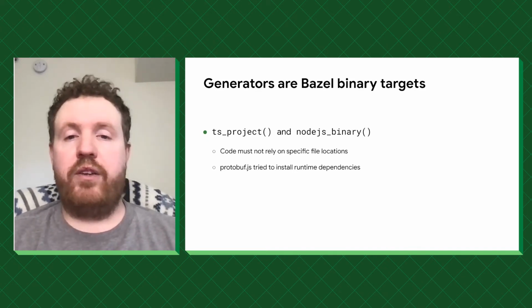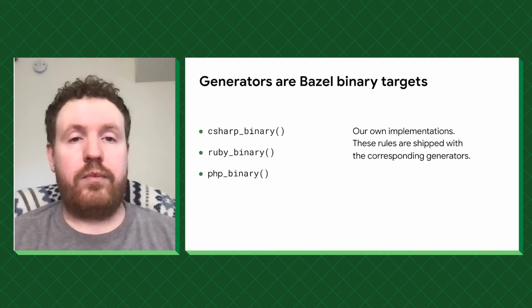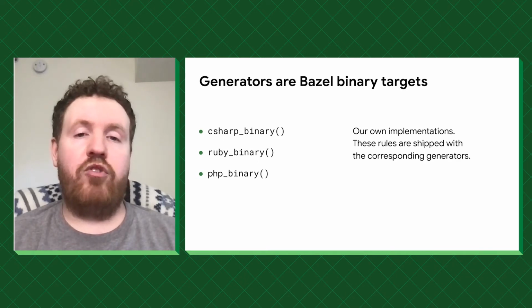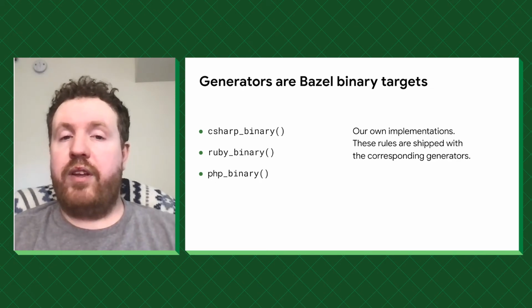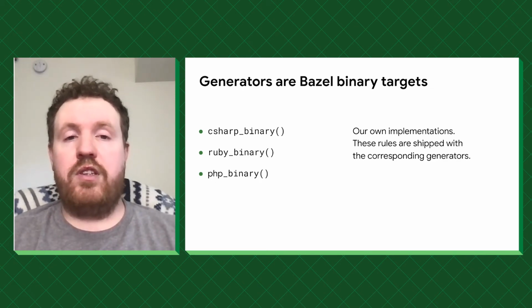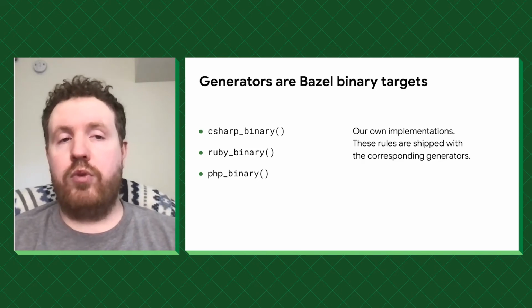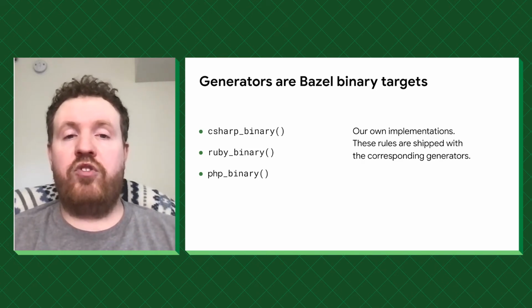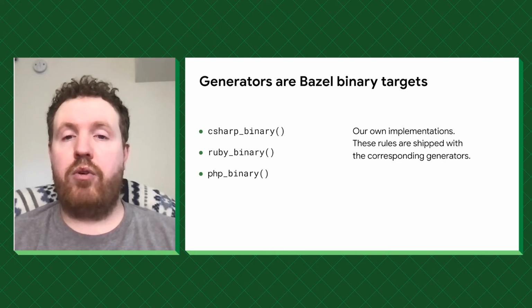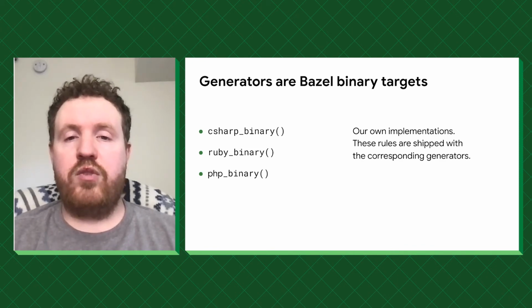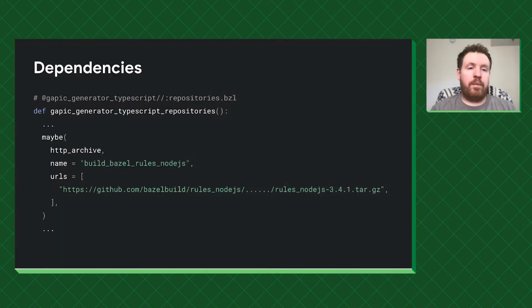So we needed to make some minor changes here and there to make it work. And the other three languages we support are C Sharp, Ruby, and PHP. We are aware that there are implementations of C Sharp rules, Ruby rules, and PHP rules. For various reasons, we weren't able to use the existing rules, so our team members implemented our own C Sharp binary, Ruby binary, and PHP binary rules, and these rules can be found in the source repository of the corresponding generators.